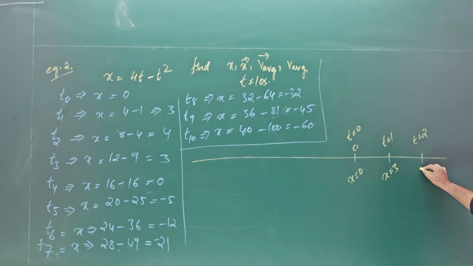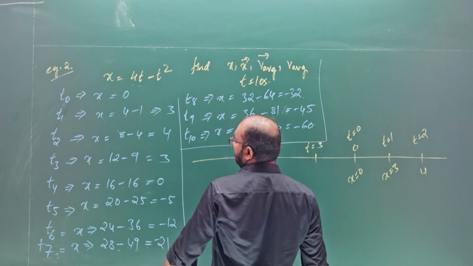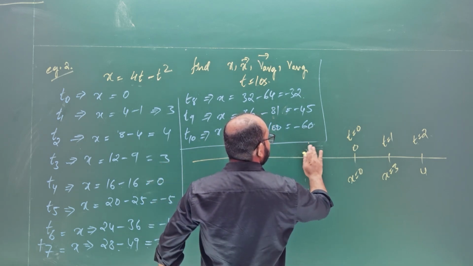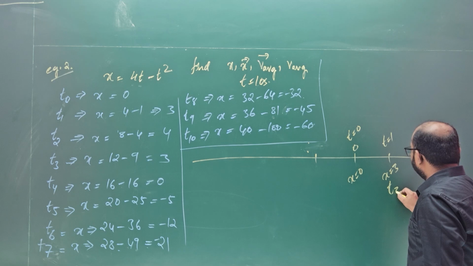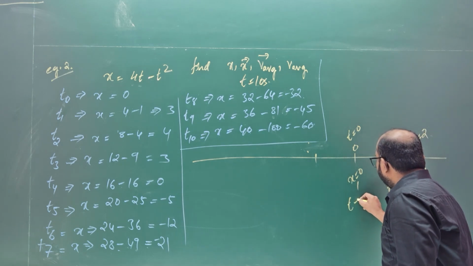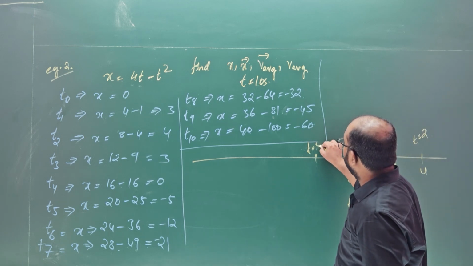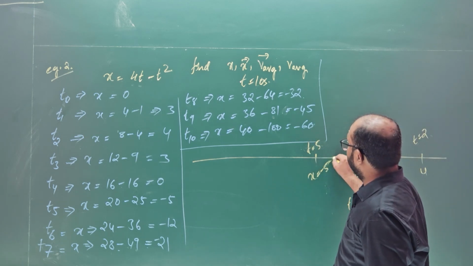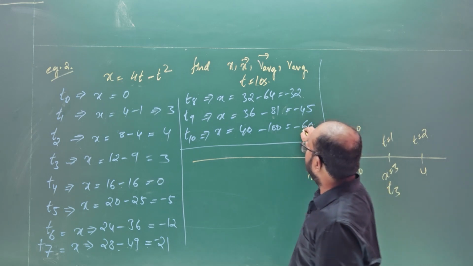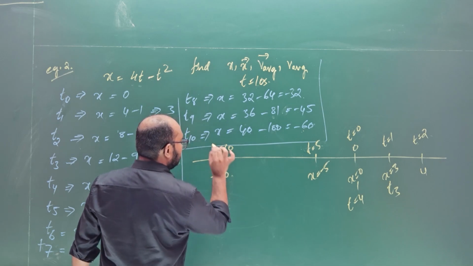X is how much? 4. At t equals 3, here t equals 3, object is at positive 3 now. Then t equals 4, object is at 0. At t equals 5, object is at minus 5. So on, at t equals 10, object is at minus 60.